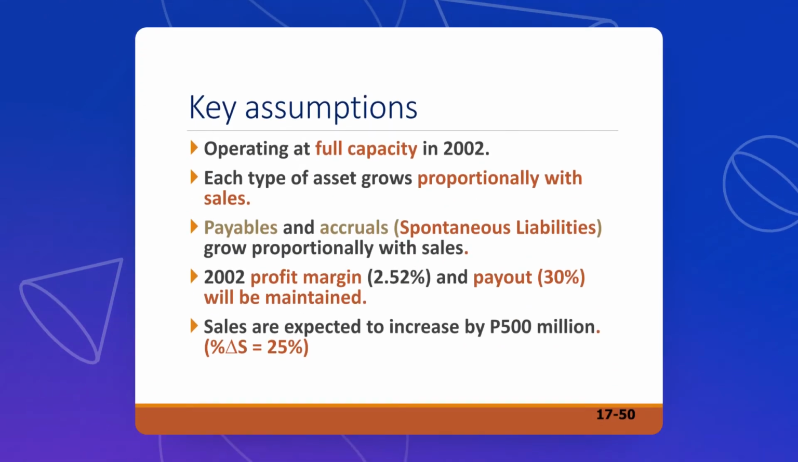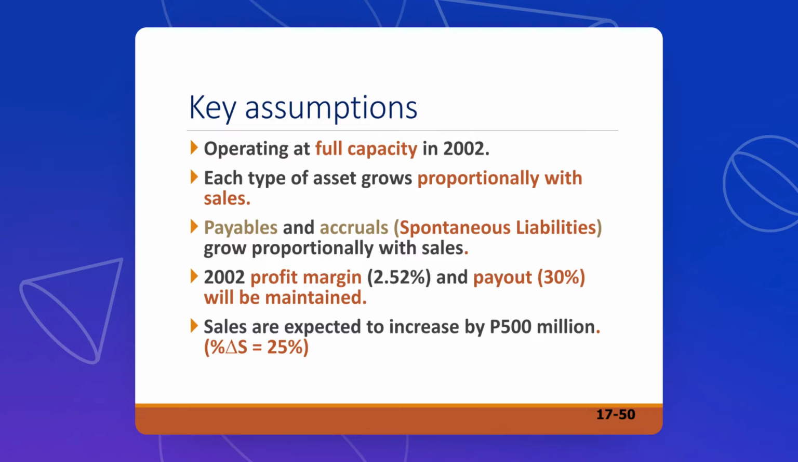Okay, assumptions, please take note of this. Lalo-lalo na yung full capacity. Mamaya, I will give you a sample question on how you will be able to compute or to know the importance of your financial projection. Each type of asset grows proportionately with your sales. Meaning, class, lahat ng assets ay tumataas proportionally with your sales. Meaning to say, they are spontaneous assets. And also, spontaneous liabilities is that your payables and accruals will grow proportionately with your sales. Meaning to say, payables and accruals lang ang spontaneous liabilities.